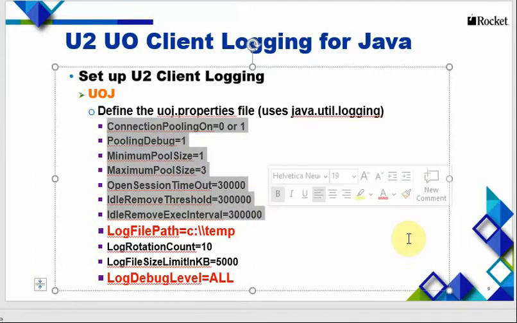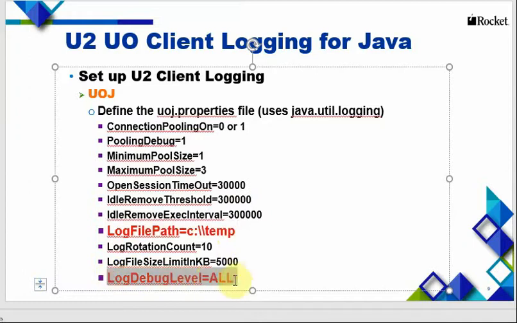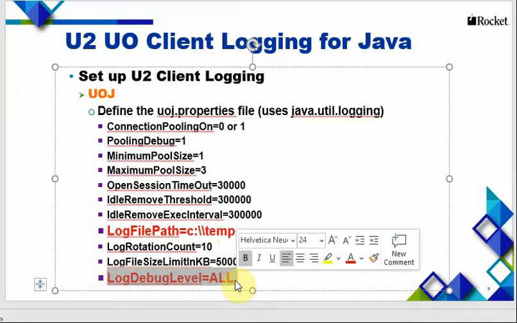You can set connection pooling inside the program, or you can create the setting inside the UOJ properties. You must set up the LogFilePath, and the LogFilePath folder must exist. Then you set the LogDebug level. Right now I set everything. If you don't set the other parameters, you just need to set these two parameters and you will create a log file.